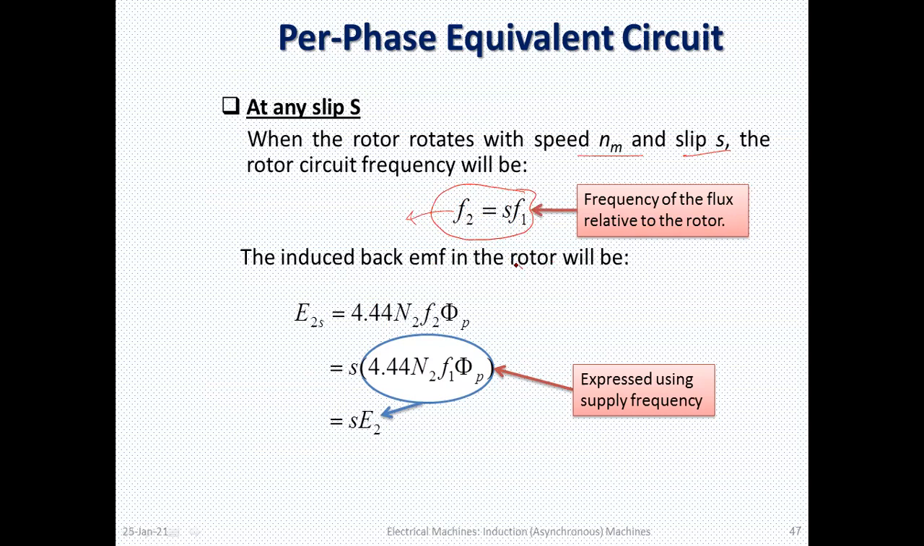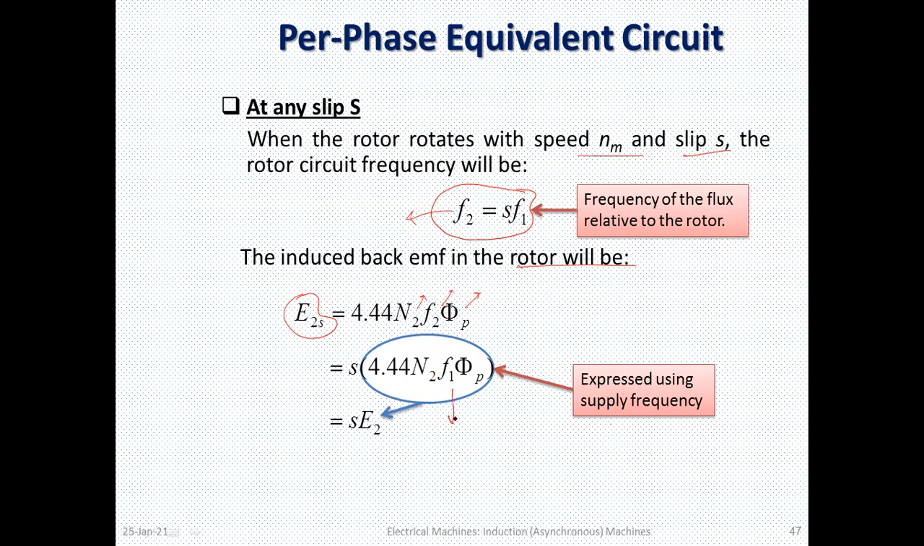The induced back EMF in the rotor, when slip is considered, is represented as E2S, which is equal to 4.44 N2 F2 phi P. Here N2 is the number of turns in the rotor, F2 is the rotor frequency, and phi is the flux per pole. For F2 we can write F2 is S multiplied by F1. So S is taken out here, and 4.44 F1 phi P is the value expressed using the supply frequency.